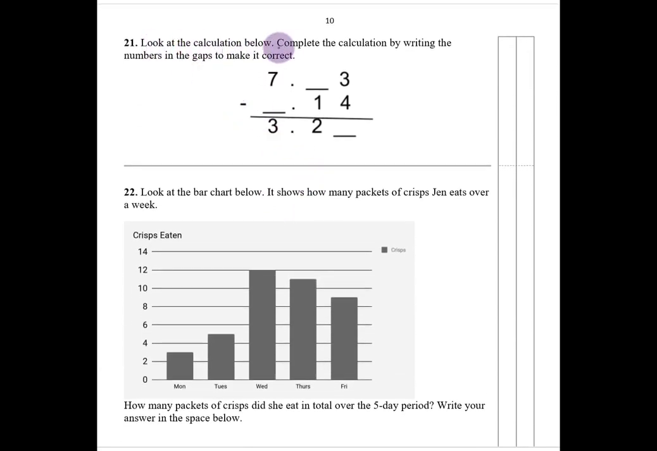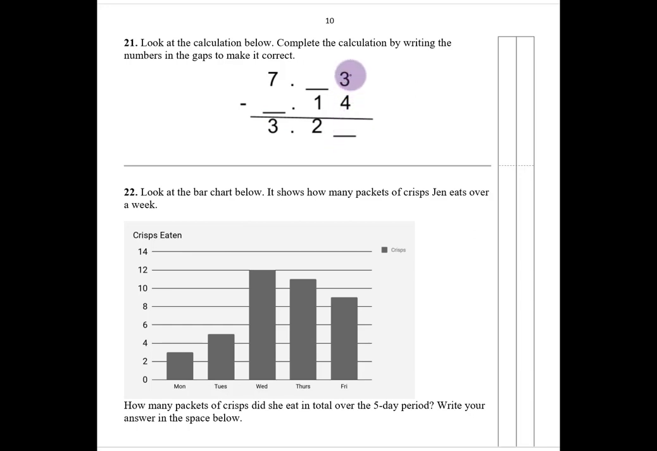Number 21, look at the calculation below. Complete the calculation by writing the numbers in the gaps to make it correct. So we've got 3 missing gaps here, 1, 2, 3. And it's a subtraction, which is really important to remember. And then we need to figure out what numbers would go in here to make this correct. So straight away we're looking at this and we're doing 3 take away 4 has to equal something.